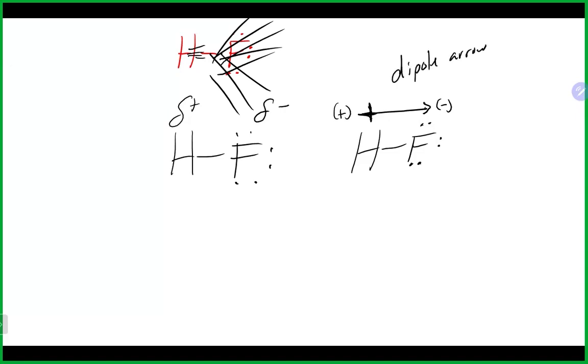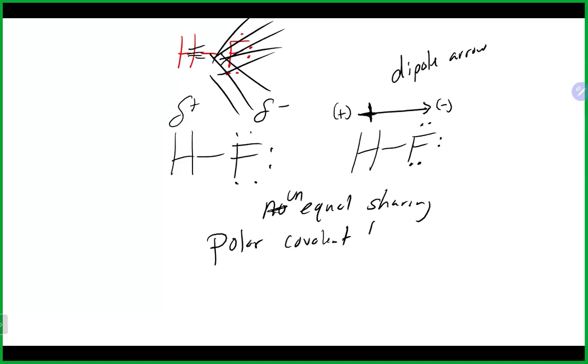These electrons are now not being shared equally. So no equal sharing, right? Or unequal sharing, I guess, is another way to write that. This is what is known as a polar covalent bond, or just a polar bond.